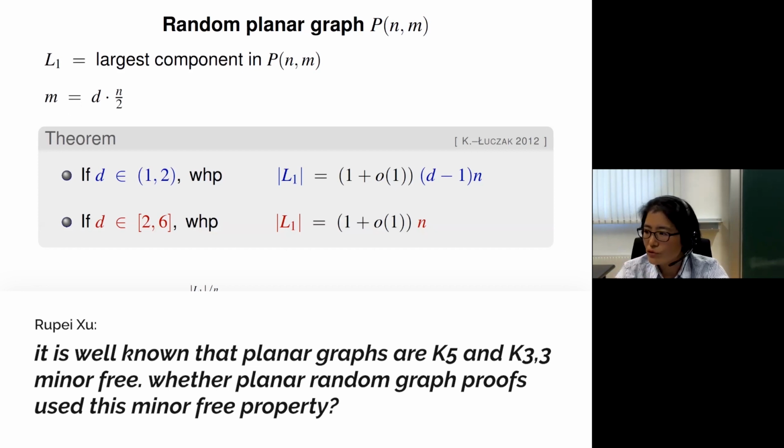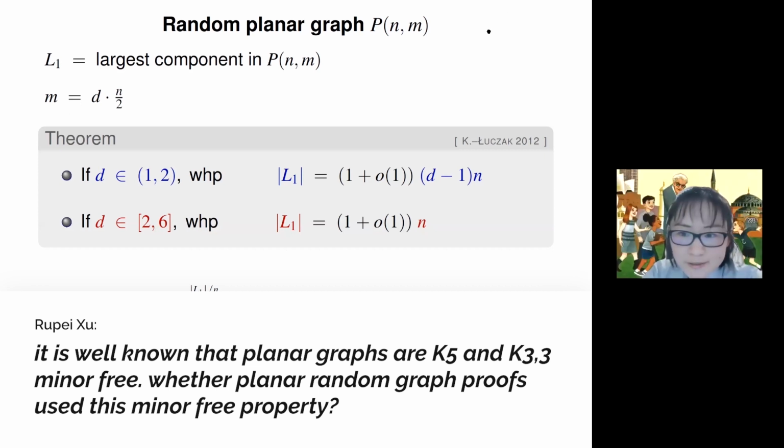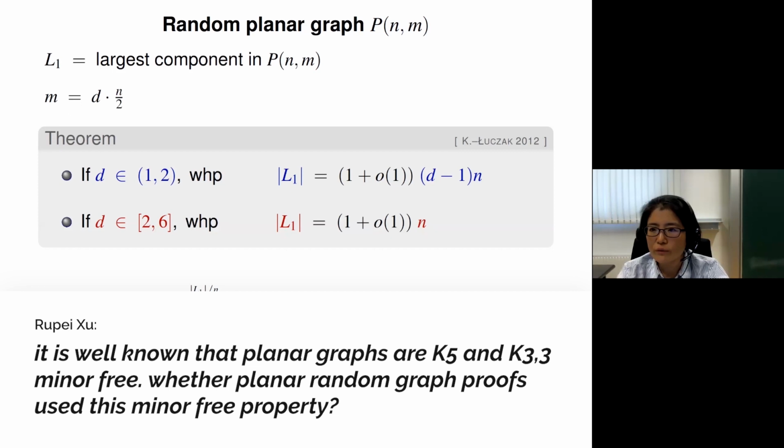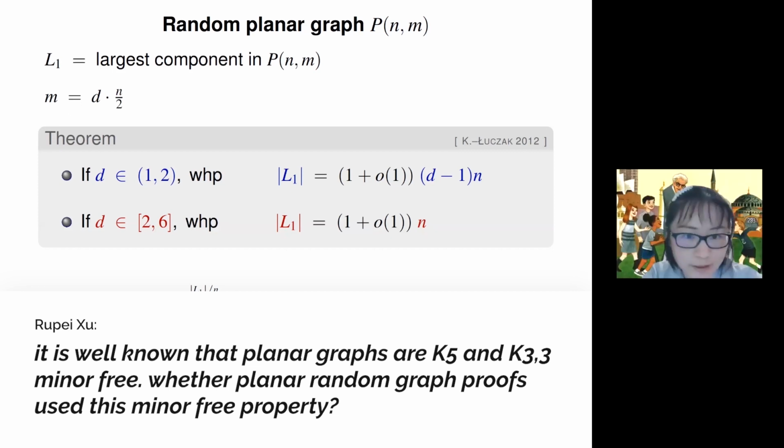What was the question? Could you ask it aloud? Because as I said, I do not see the chat box. The question is, for planar graphs, which are K5 and K3,3 minor free, Kuratowski's theorem, do you use this minor free property in the random planar graph proof?